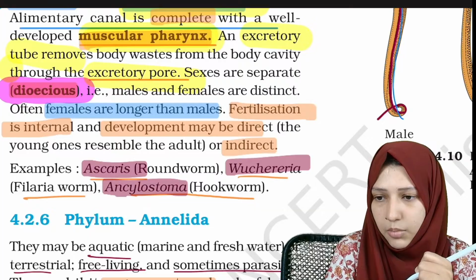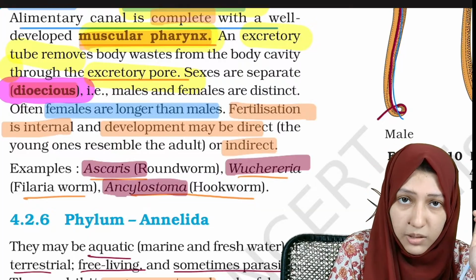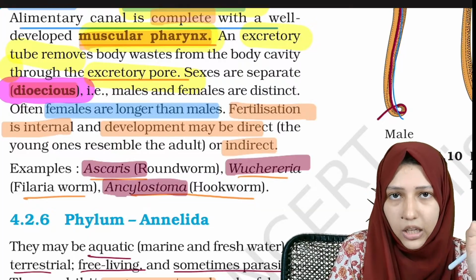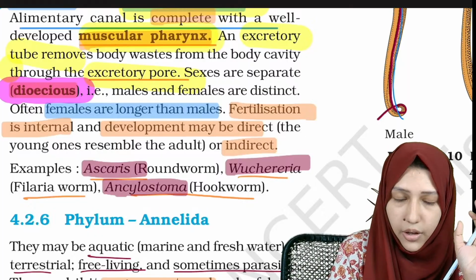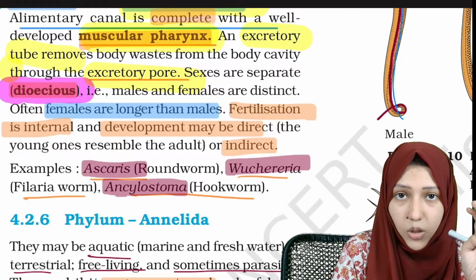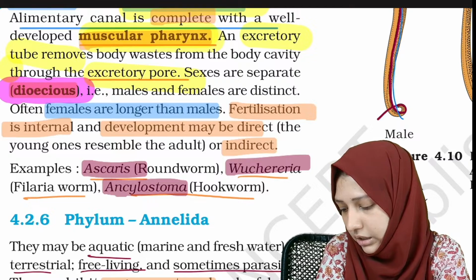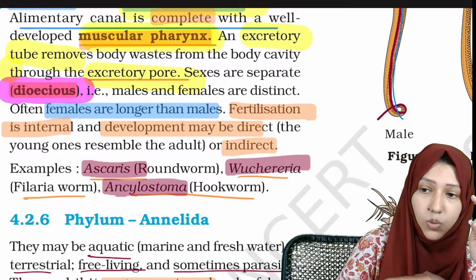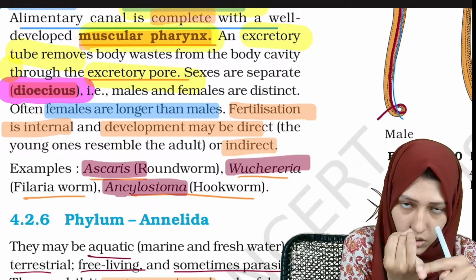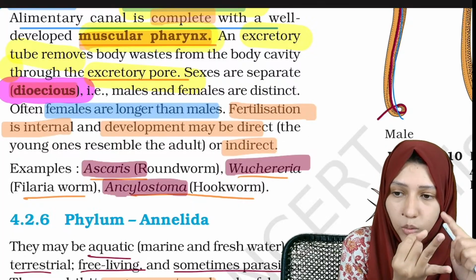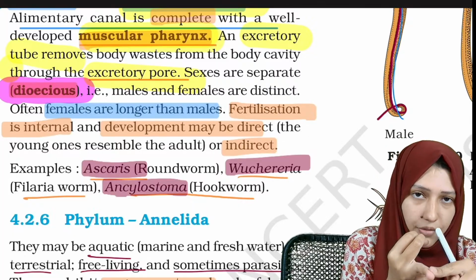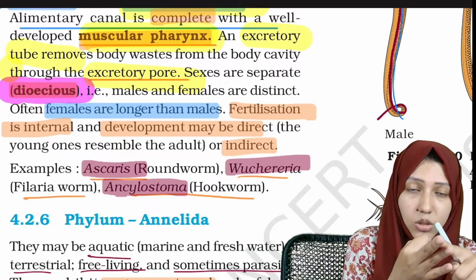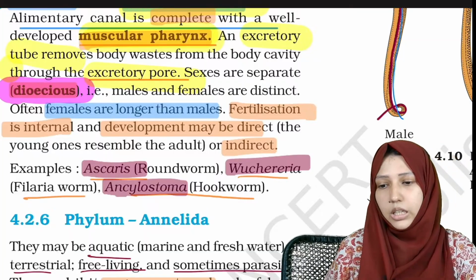And what are the examples? Ascaris is roundworm, Wuchereria is a filarial worm, and Ancylostoma is hookworm. Okay, clear. There are 3 examples that they have given. The first one is Ascaris. Ascaris is roundworm. Then the second one is Wuchereria. Wuchereria is a filarial worm, and the third one is Ancylostoma. Ancylostoma is a hookworm. Clear?